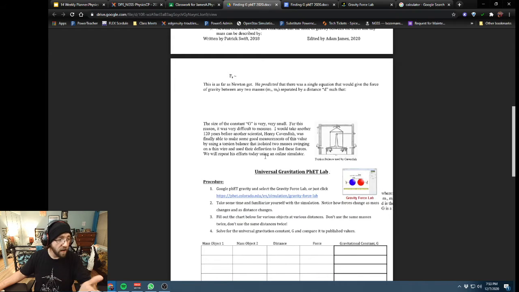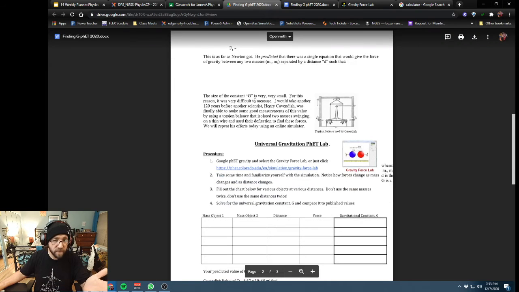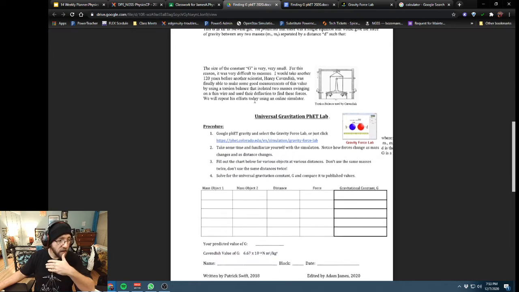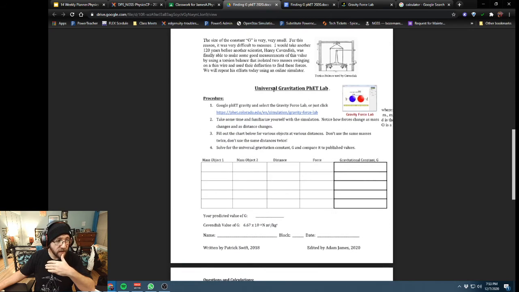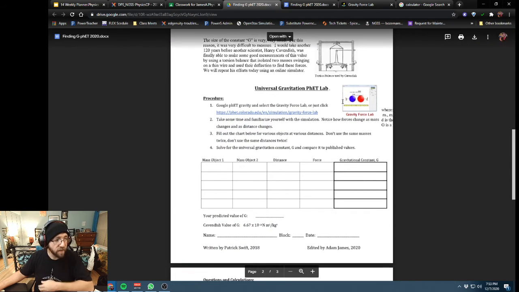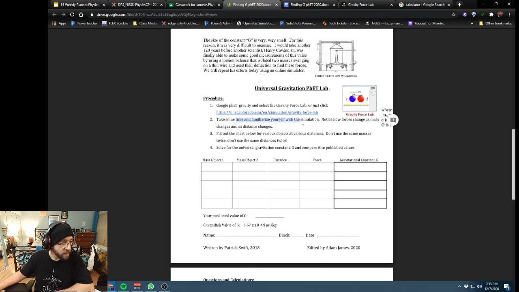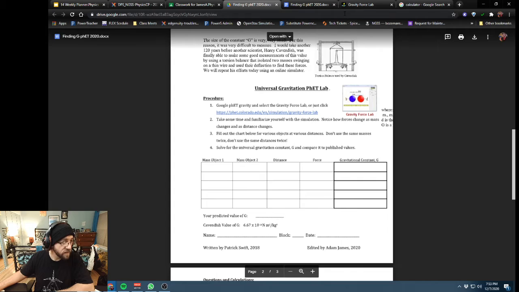I would say, if you're curious, I'm sure you could find a YouTube video or 2 about how that experiment worked. Okay? But for us, once we've read these 2 pages of history and background, here's the directions for actual data collection. And there you can see a picture of the gravity force lab. There's a link if you didn't follow it before. Take some time and familiarize yourself with the simulation. Notice how force changes as mass changes and as distance changes.